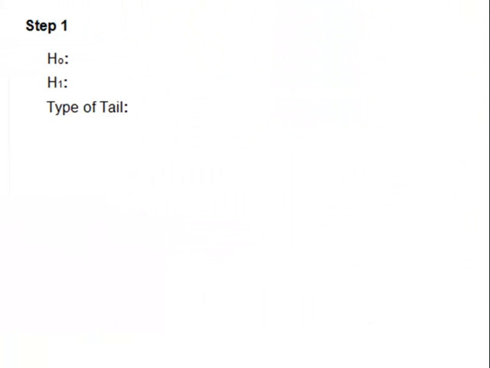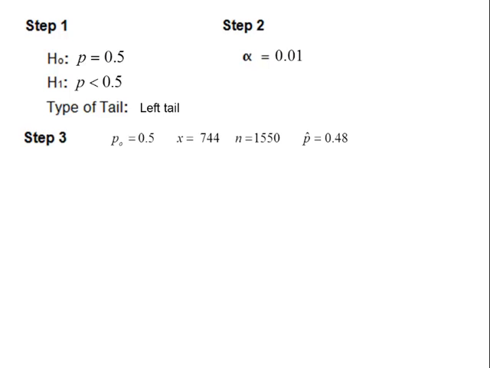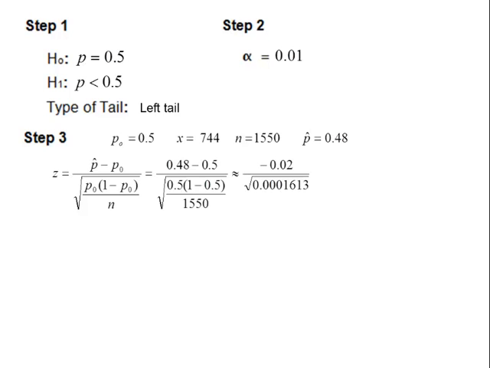So back to the outline. The null, p equals 0.5. The alternative, p is less than 0.5. And this is a left tail test. The alpha level is 0.01. For the test statistic, we have p null as being 0.5, x being 744, n being 1550, and p hat being 0.48. Plugging these values into the formula, we see that the z is negative 1.57.